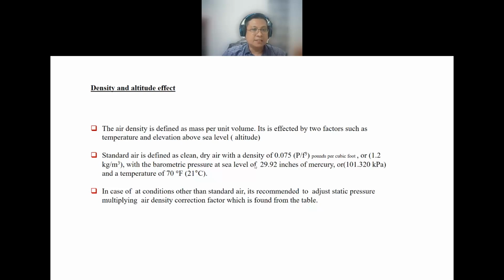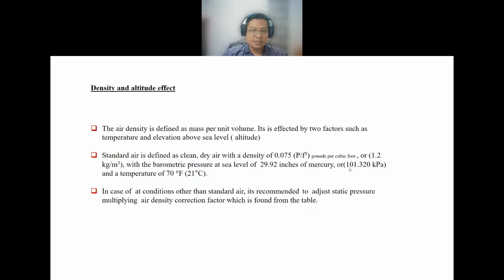The standard air is defined as clean, dry air with a density of 0.075 pound per cubic foot, and 1.2 kilogram per cubic meter, with the barometric pressure at sea level of 29.92 inches of mercury, or 101.325 kilopascal in SI units, and the temperature of 70 degrees Fahrenheit or 21 degrees Celsius. That is the standard condition. So different temperature, different elevation will change it.